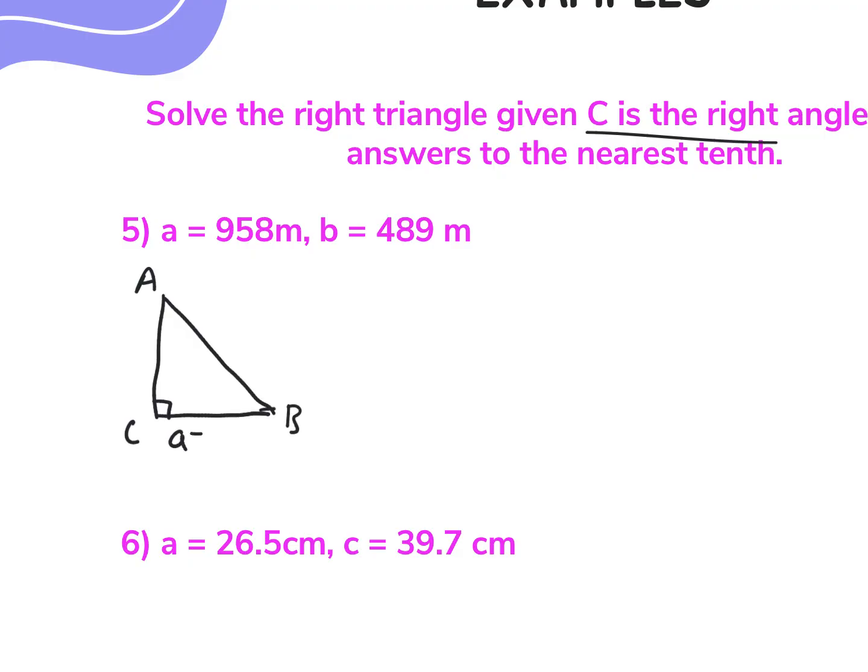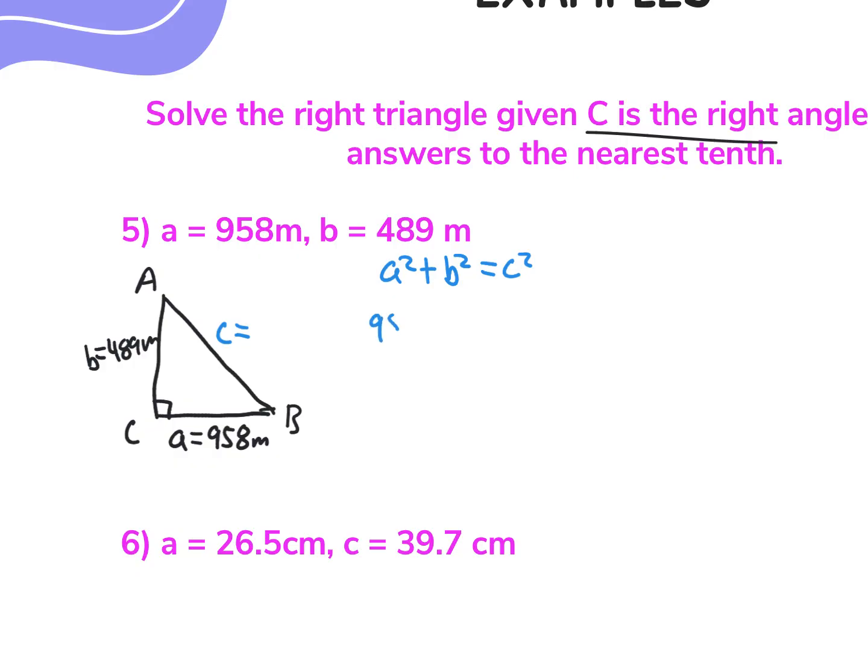And we're given that side A is 958 meters. And side B is 489 meters. All right, so what piece of information can we pretty easily find? The other side, right? Because we have two sides, we can very easily find a third. So we can very easily find C, right? Let's use Pythagorean theorem. A squared plus B squared equals C squared.